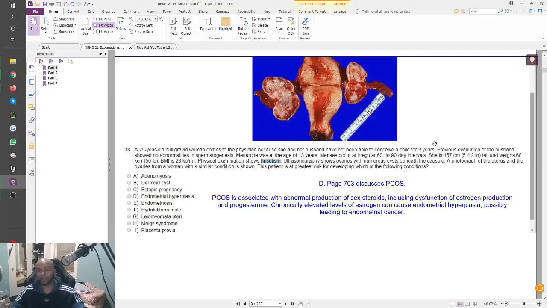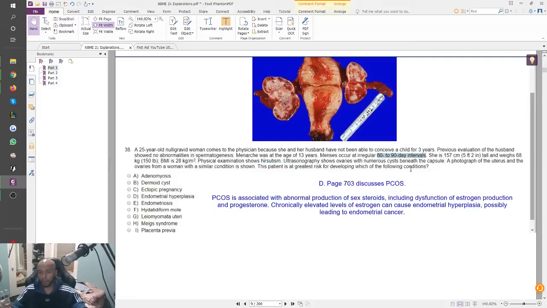Hirsutism, difficulty conceiving, BMI of 28. This is all a giveaway for PCOS, polycystic ovarian syndrome. And what is she at the greatest risk of having? So they gave you a bunch of answer choices. But with these women, you know that the treatment is to put them on oral contraceptives to regulate their irregular menses, right? Which they also gave you here.